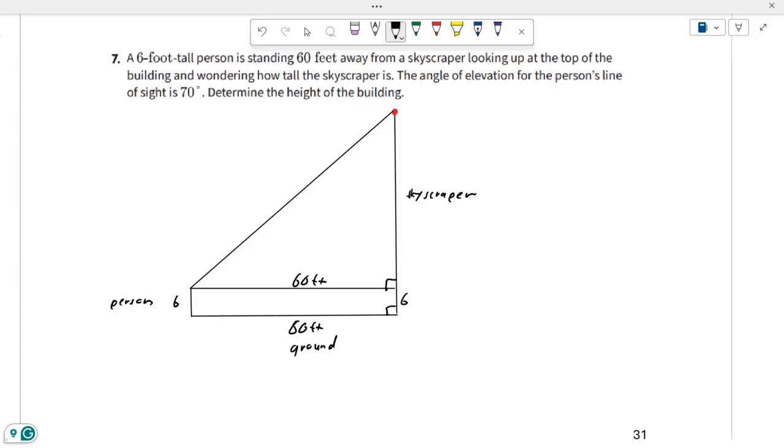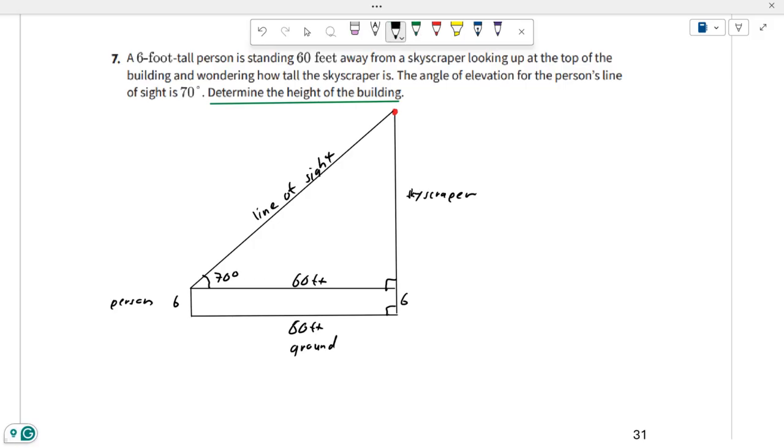Because we know that the angle of elevation is 70 degrees from their line of sight, that goes right there. And again, this is the person's line of sight. I think that's all the information that we are given. The question: determine the height of the building.